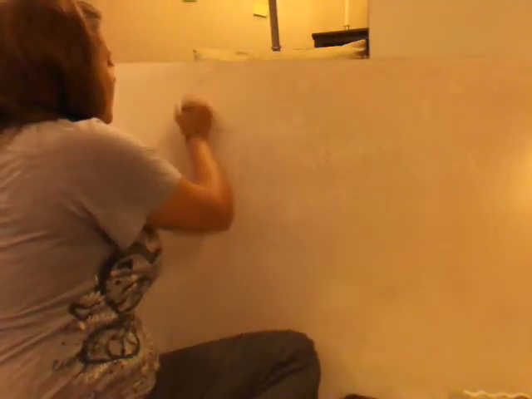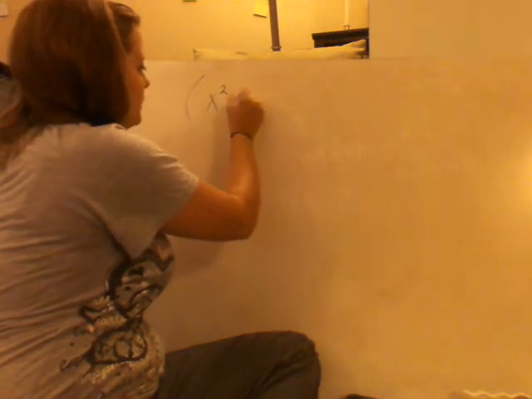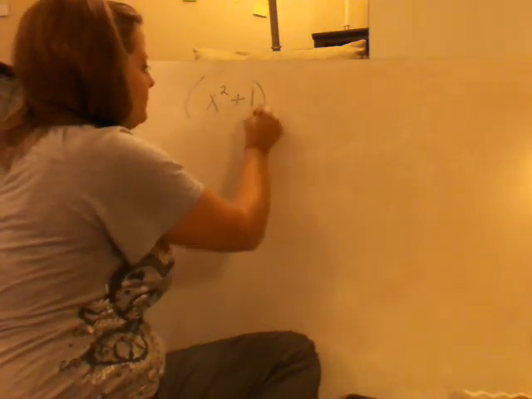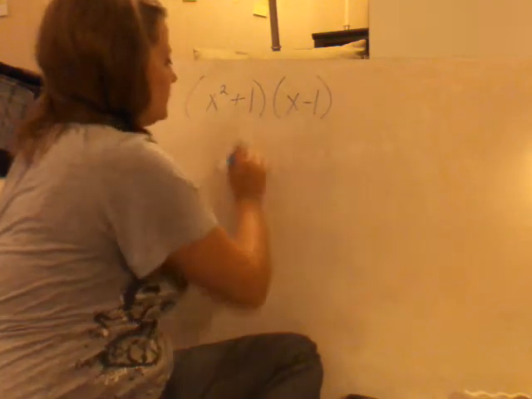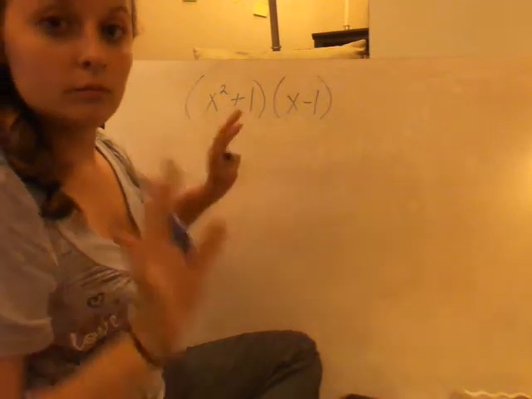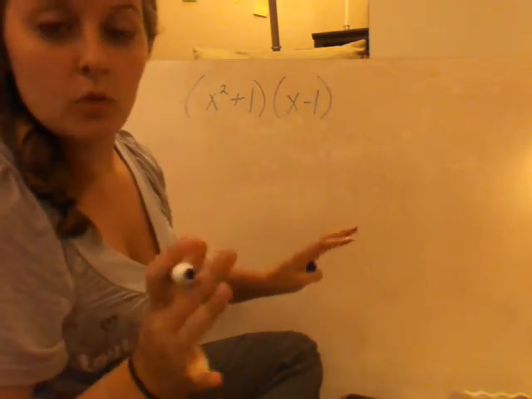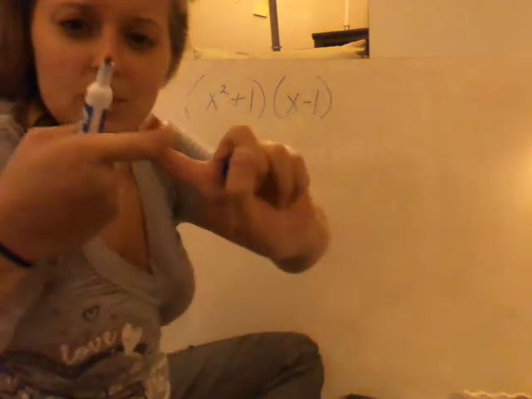Next up, let's do x squared plus 1, x minus 1. Alright? Now just because I added a squared here, don't get too worked up. We'll get through it together as a team. Like this. Like a team.